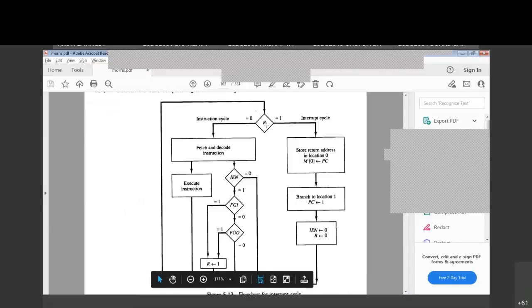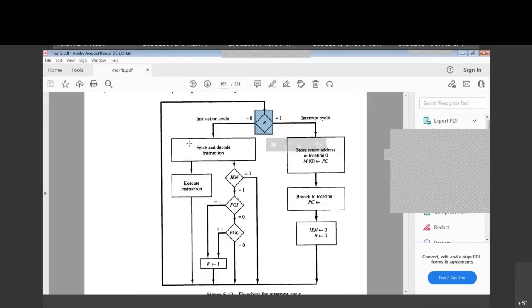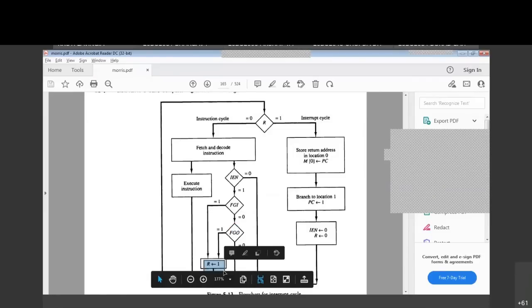This R is a flip-flop which decides whether it is a normal instruction cycle or an interrupt cycle. If it's a normal instruction cycle, the value of R is 0 and it will go to the fetch and decode phase, and the execution, it would execute instruction. But during this phase, if some interrupt occurs, what will it do? It would check the value of FGI or FGO. If either of them is 1, the value of R is set to 1, indicating that an interrupt has occurred.